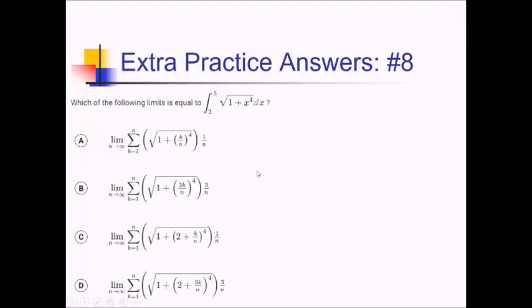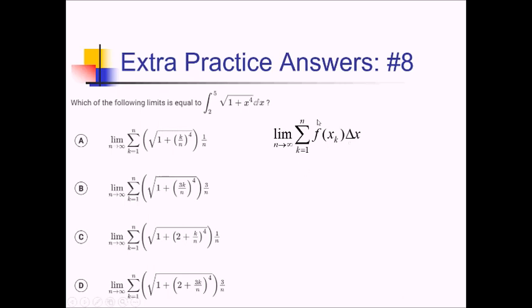On this problem, I'm given the definite integral from 2 to 5 of this stuff, and I want to convert it into one of these Riemann sum formats. So in general, I have the limit as n approaches infinity of the sum from 1 to n of f of x sub k times delta x. So I need to figure out what these two components both are.